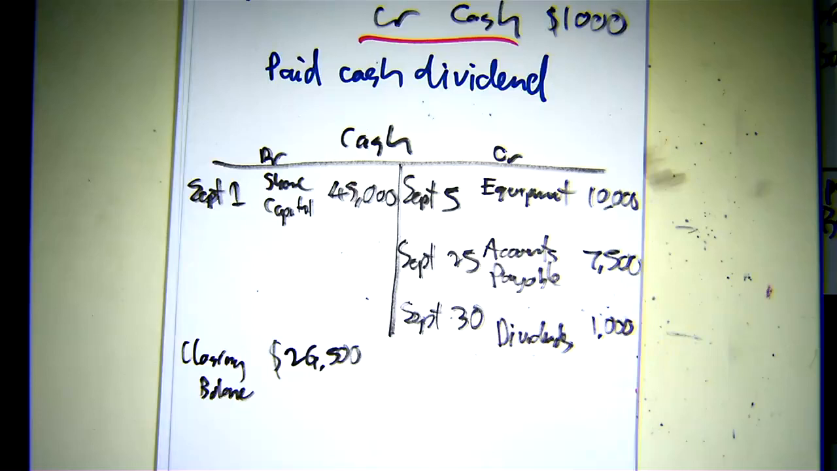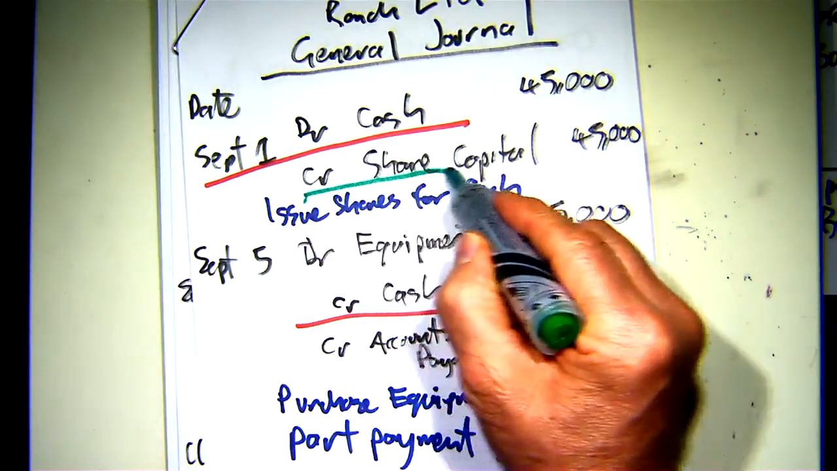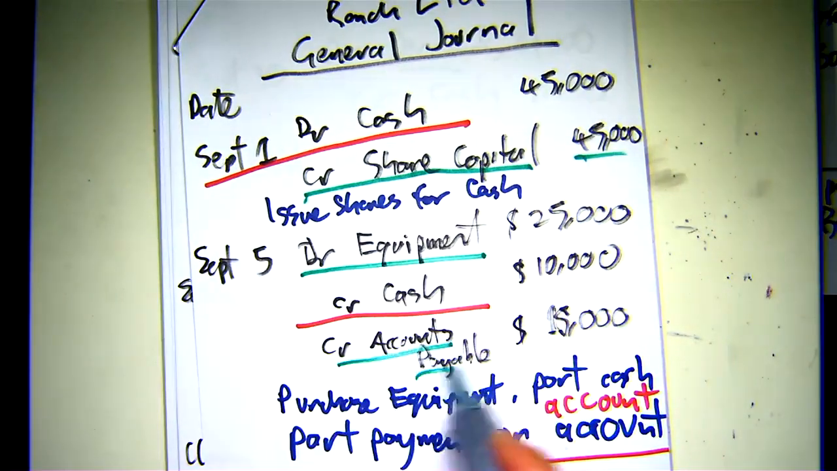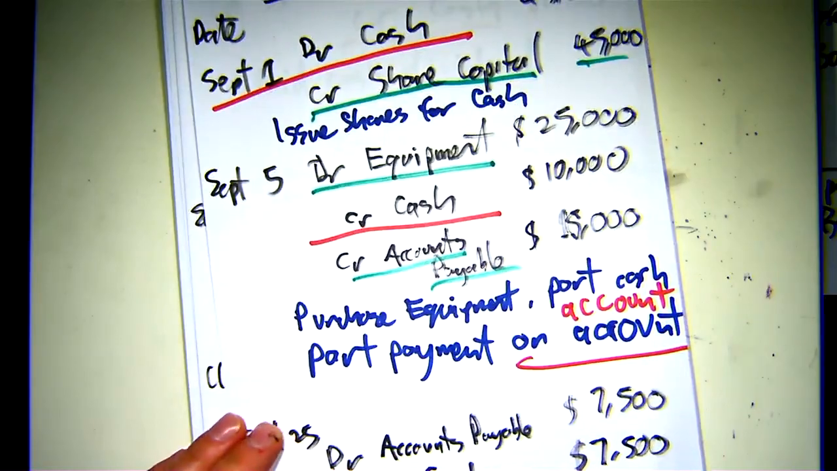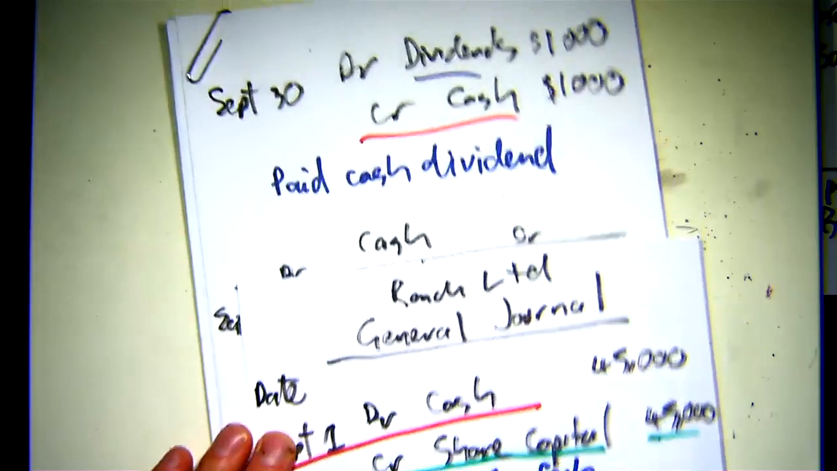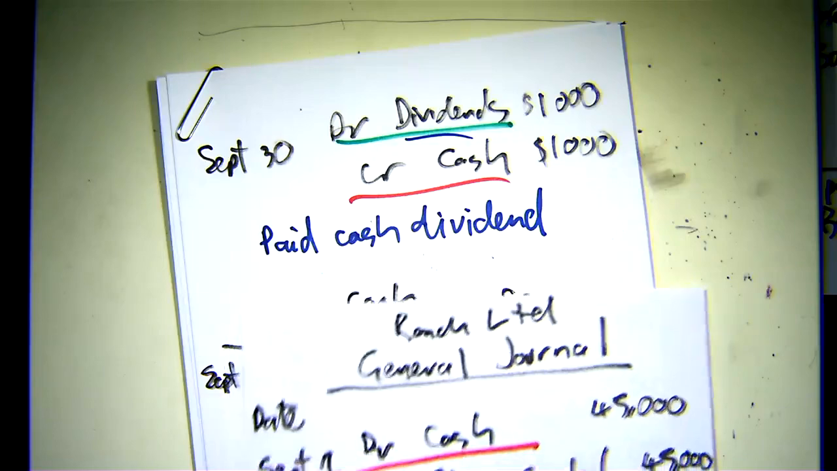Okay, and so the other process then is to do the T ledgers for the other accounts. So what can I identify? If I go back to my ledgers, I can see I've got a share capital account here for 45. I've got an equipment account, the accounts payable here, the accounts payable there as well, and I've got a dividend account here. So I will do the accounts payable.